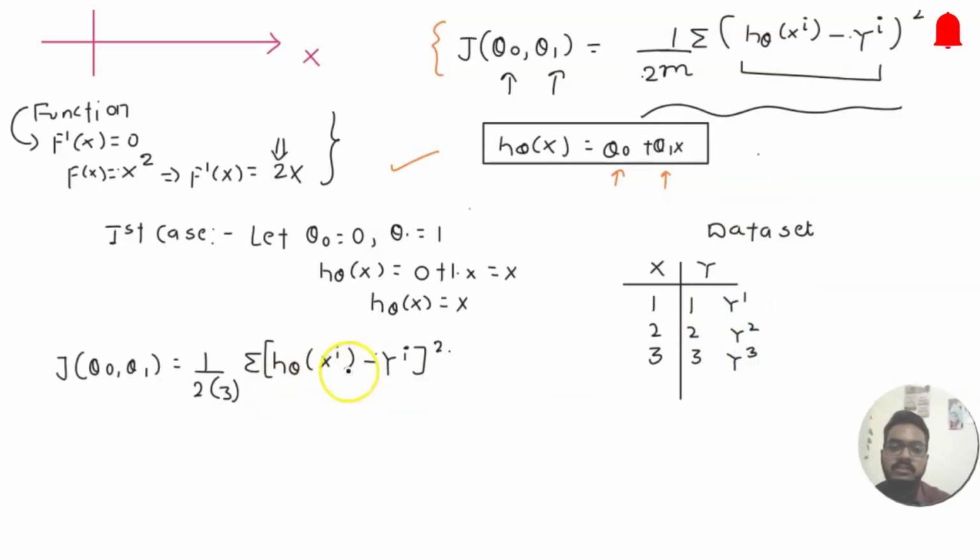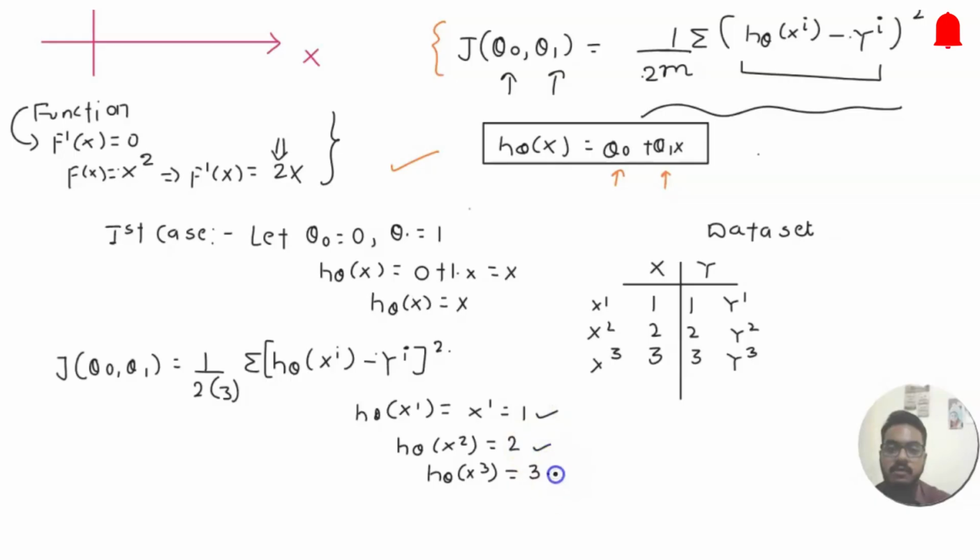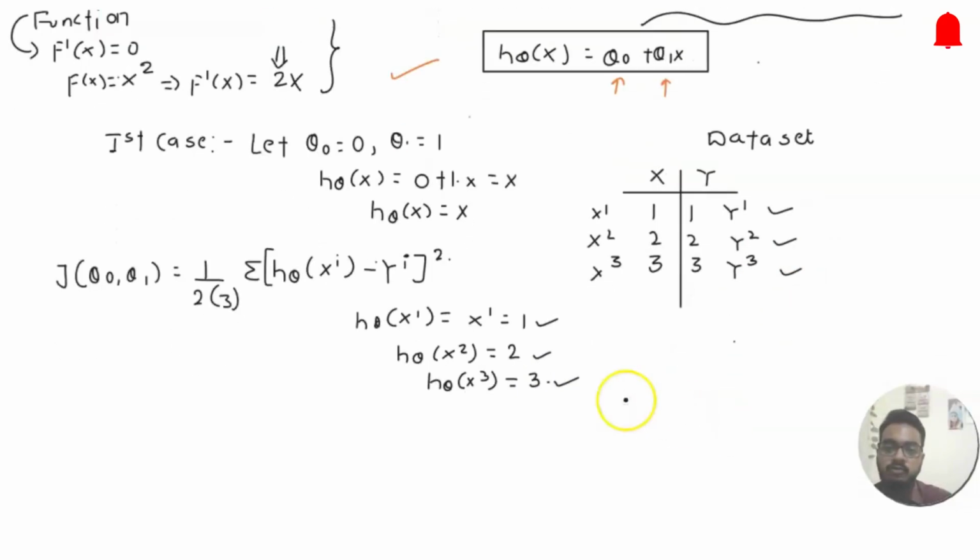Now what is the value of h theta of xi? It will be xi only, correct? So if I talk about h theta of x1, that is nothing but x1, which you can see here. This is x1, y1, and x2, x3. So h theta of x1 will be x1, which is 1. Then we have h theta of x2 as 2, h theta of x3 as 3. So these are our predicted outputs, and 1, 2, 3, y1, y2, y3 is our actual output.